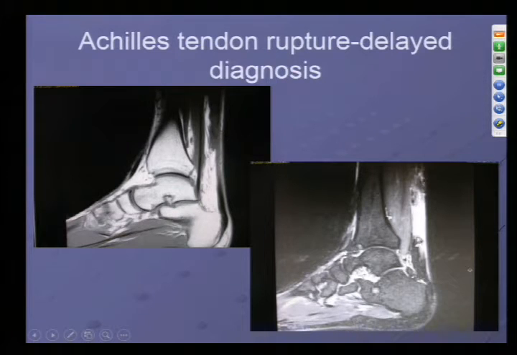But this is the amount of gapping between the Achilles tendon ends here. So here's one end and here's the other end. And so that becomes more of your chronic repair, where you usually need some other tendons to help close that gap.